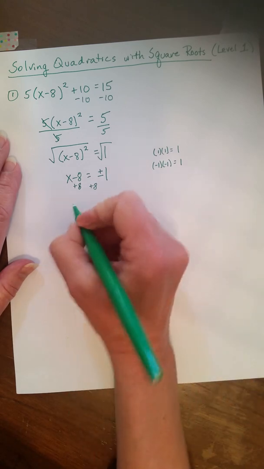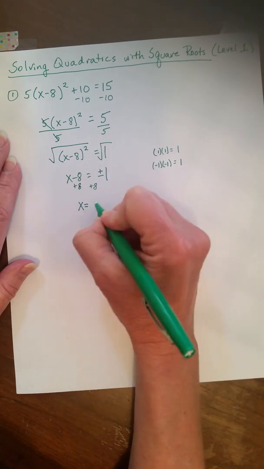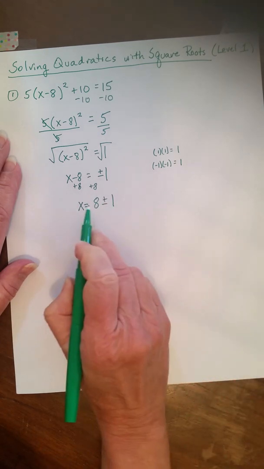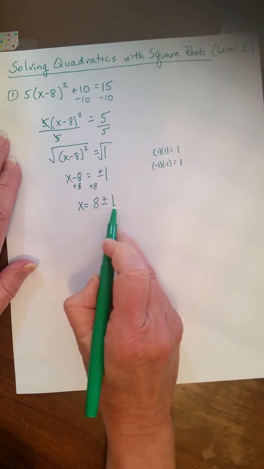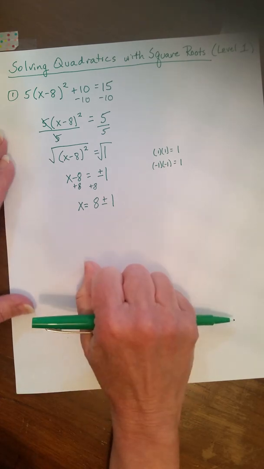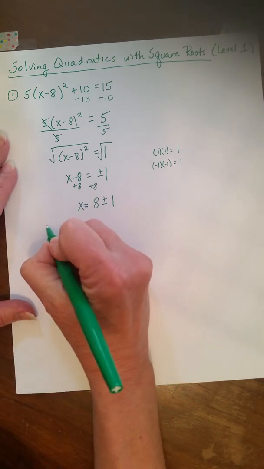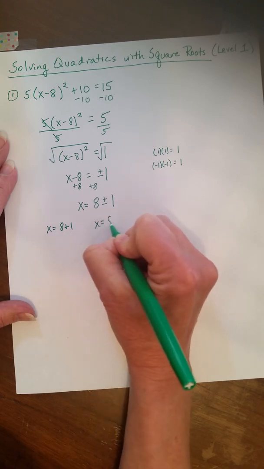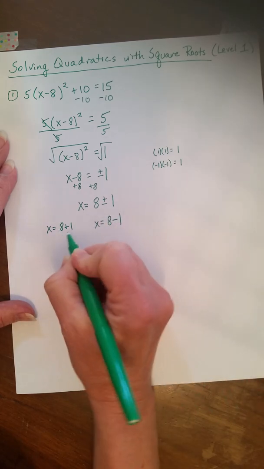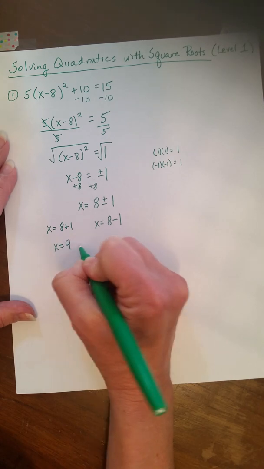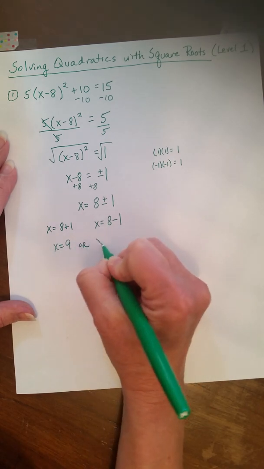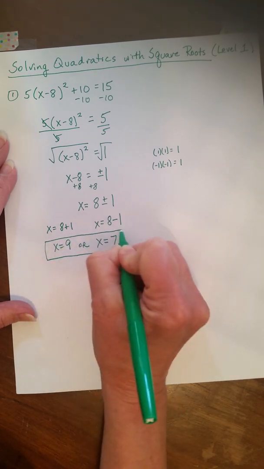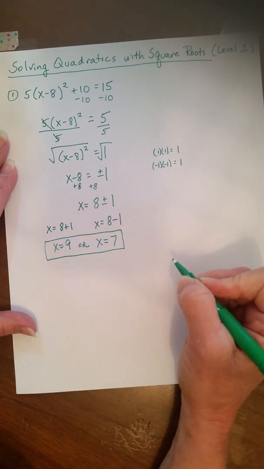Okay, I want you to see what this looks like. X equals, put the 8 first and then the plus or minus 1. So I have 8 plus or minus 1. That's going to actually give me my two answers. So my two answers are x equals 8 plus 1 and x equals 8 minus 1. 8 plus 1 is 9, so x equals 9, or x equals 8 minus 1 is 7. So my two answers are 9 or 7.